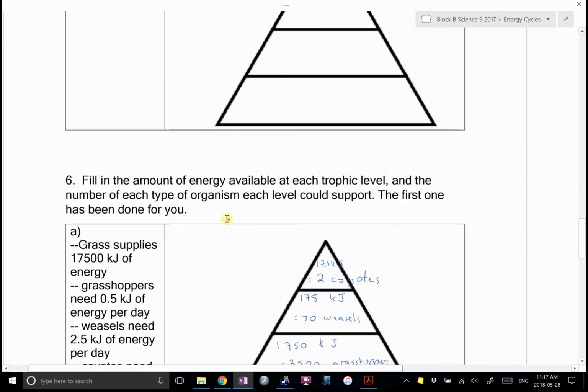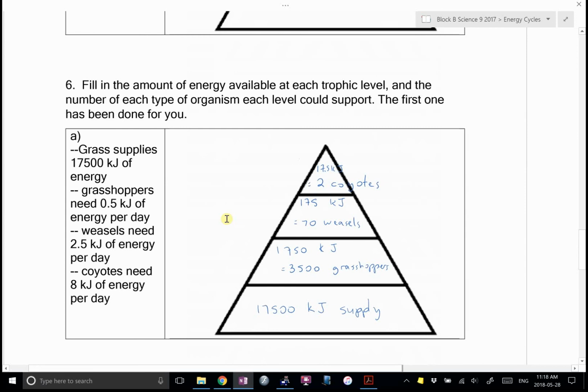And this one here. And can you all look at number 6 for a second, please? Number 6. I did A for you. I'm giving you some numbers, and what you're going to do is try and calculate approximately what population could survive at each trophic level. So, for example, I started with 17,500 kilojoules of supply from the grass. 1,750 kilojoules got passed to the next level, and since grasshoppers only needed 0.5, you would have around 3,500 grasshoppers that are able to survive in this ecosystem.